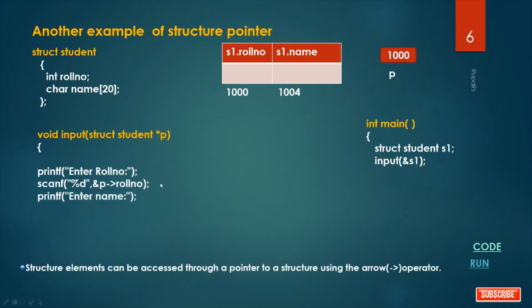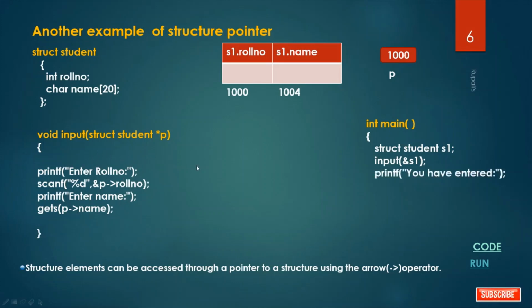Now enter name, again you have to write gets p1 arrow name, because it is a string. You have to write gets p1 arrow name, because p is the address of this structure. So you have to write the arrow operator. Now in this way you can take the input and write another function for taking input.